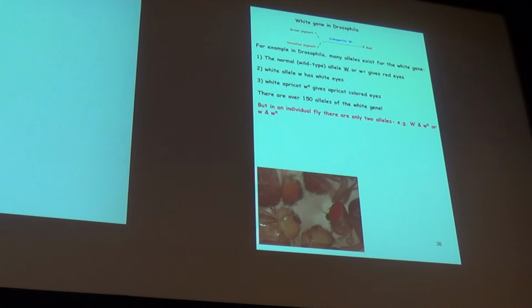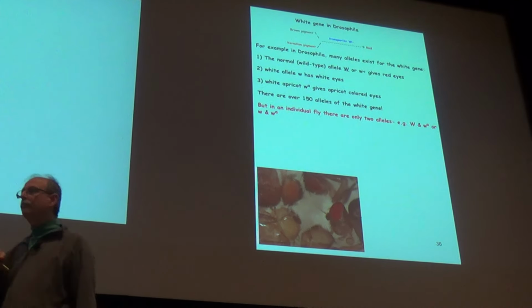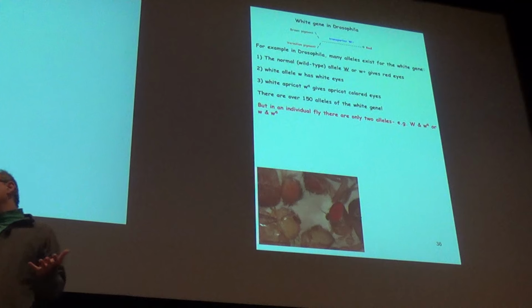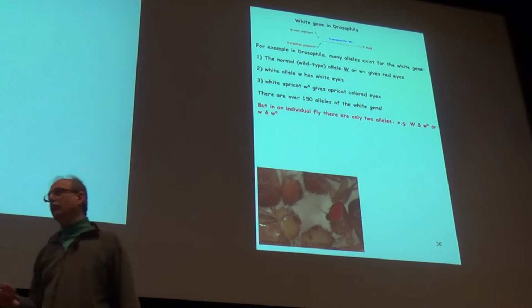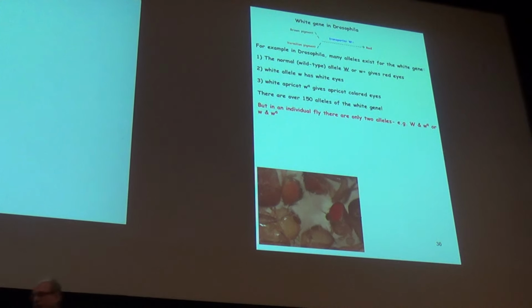Okay? Question? Yes? Is the transporter an enzyme or is it? It's a protein. Okay? So in effect, it's like an enzyme, but it's not quite an enzyme. It just transports molecules from one cell to another, basically. So, yeah, it's got a function.